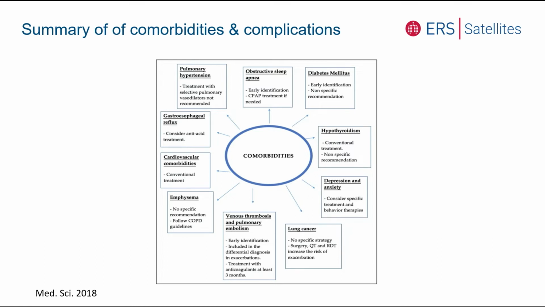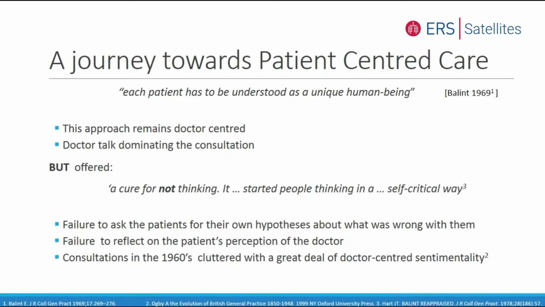So in the center here, on the circle, we have the comorbidities, and there are a lot of them. However, we don't have the time to discuss all of them. So I have chosen for you pulmonary hypertension, obstructive sleep apnea, and lung cancer, where I think recent developments and novel data are appearing.